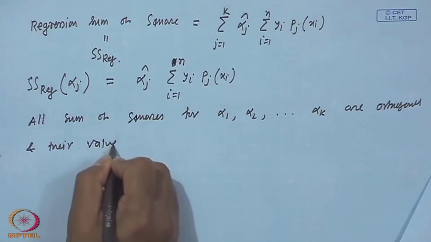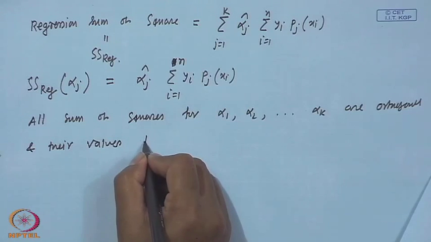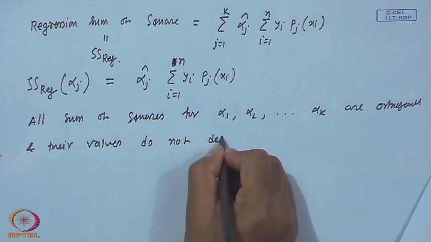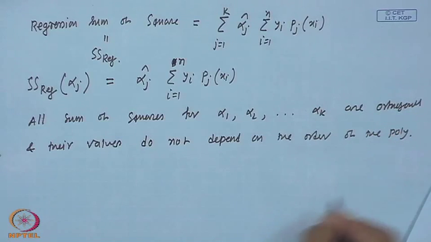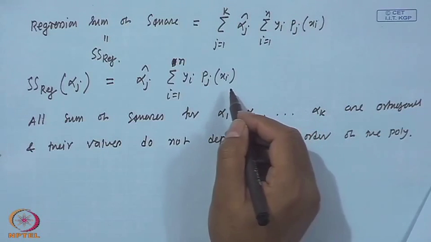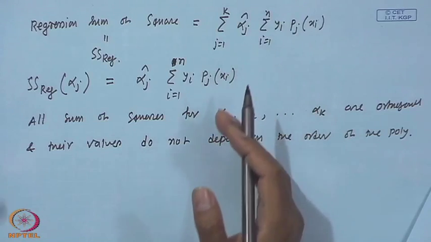and their values do not depend on the order of the polynomial. So, if you have a 2 degree polynomial, then you have the SS regression due to alpha 1 and the SS regression due to alpha 2, and now say you make this polynomial a 5 degree polynomial. Then there you will again have SS regression due to every regression coefficient alpha 1, alpha 2, alpha 3, alpha 4 and alpha 5, but this alpha 1 and alpha 2 do not change, they remain the same even if you go for the higher model. So, this is the beauty of this orthogonal polynomial.